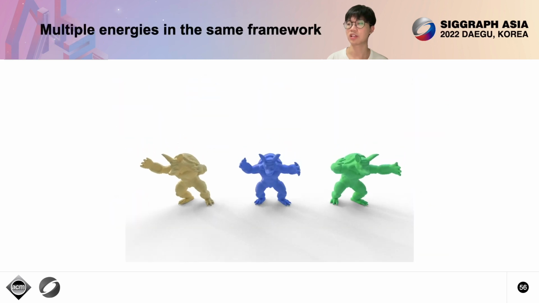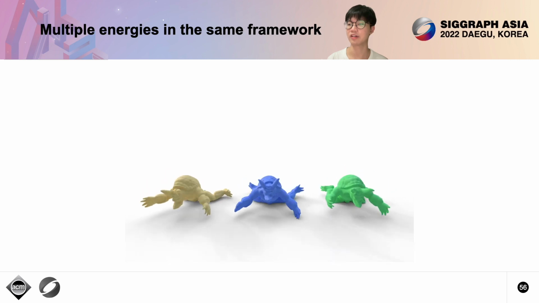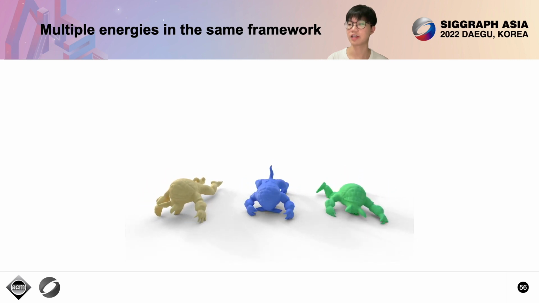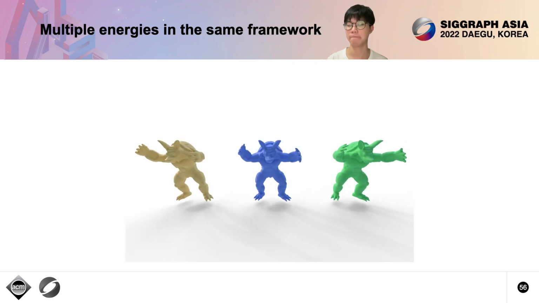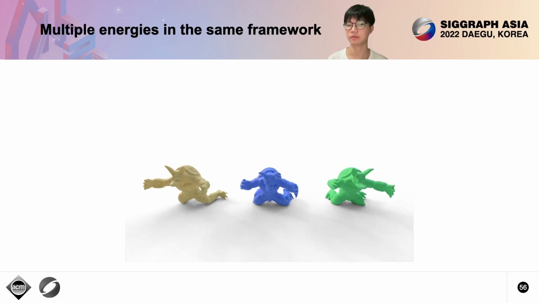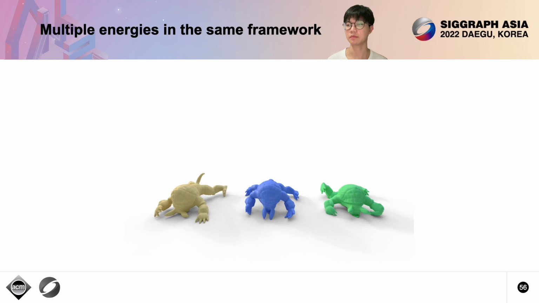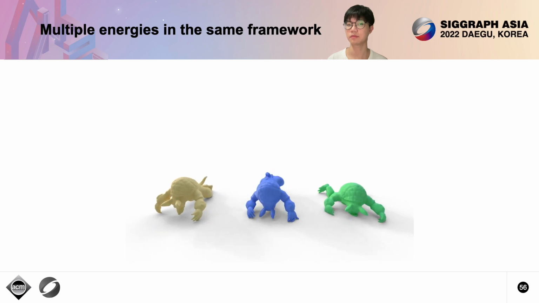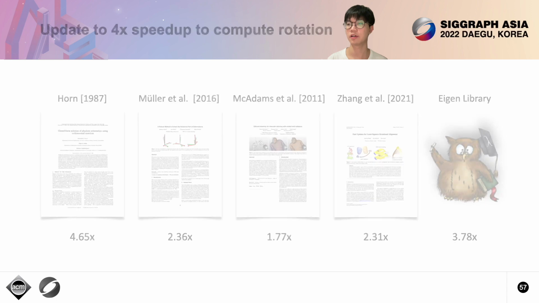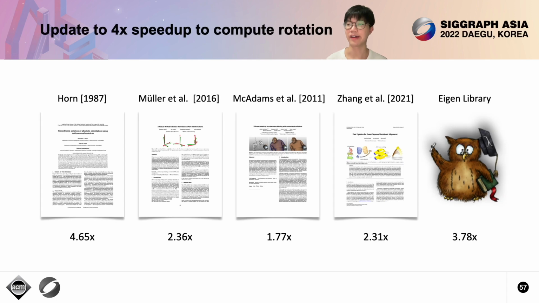Now, we show that we use a single framework to simulate 3 kinds of energy. From left to right, the energies are stable Neo-Hookean, our ARAP, and STVK stretch respectively. All of these energies can be written using Cauchy-Green invariants. Using our analytic expression without any use of SVD or PD, our speedup is in the range of 1.7 to 4.6 when compared to existing methods.